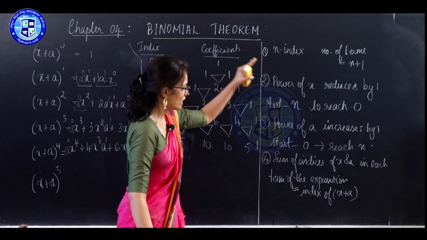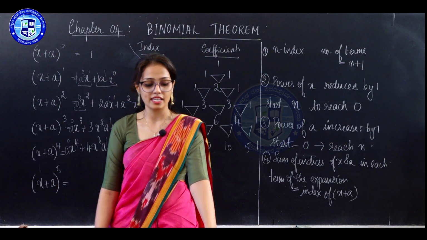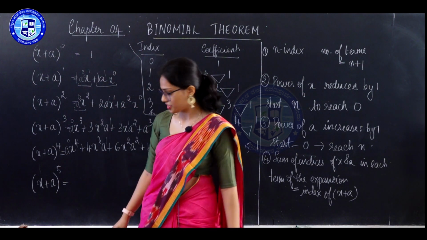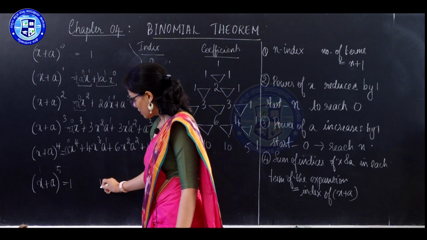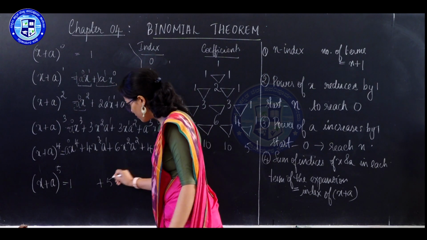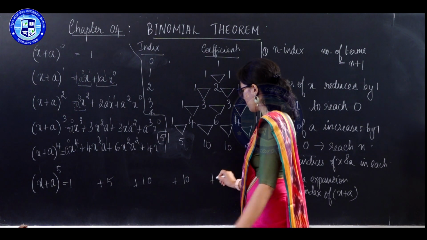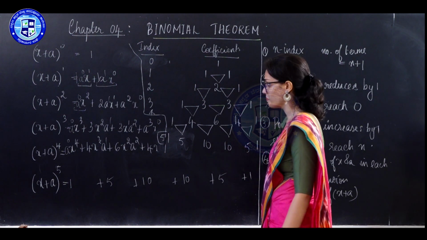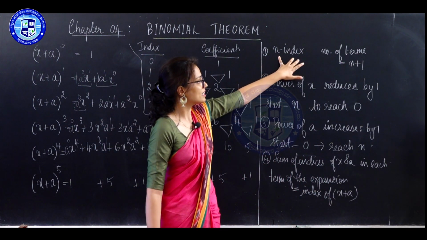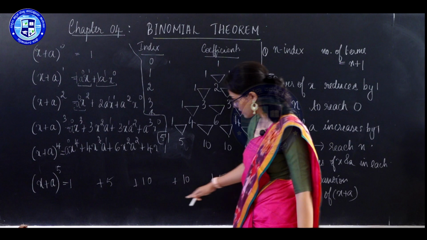Now let us look at all these observations and try to write the expansion of x plus a to the power 5. Let us see what happens. First let us make a note of all the coefficients. We start with 1, our next term has 5, 10, 10, 5, 1. Now let us go for the first observation here. Index is n, index is 5, so the number of terms has to be 5 plus 1, that is 6. So we have 6 terms here.